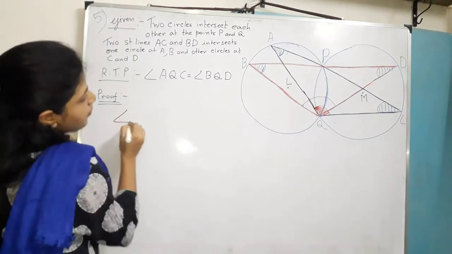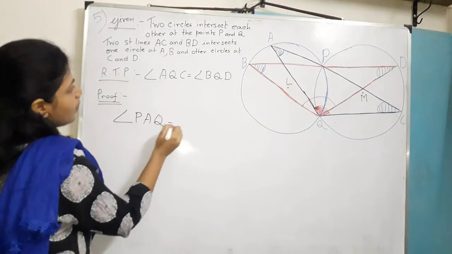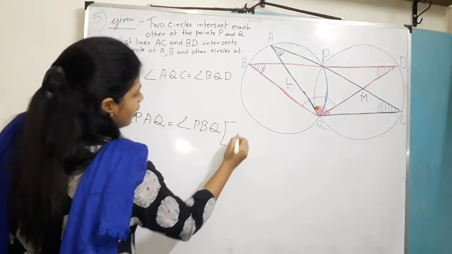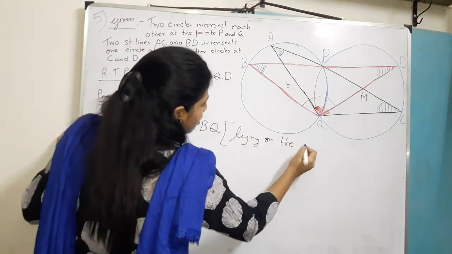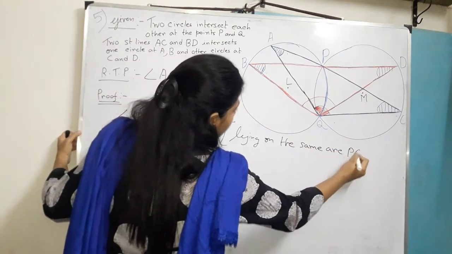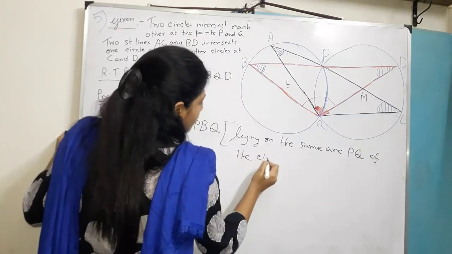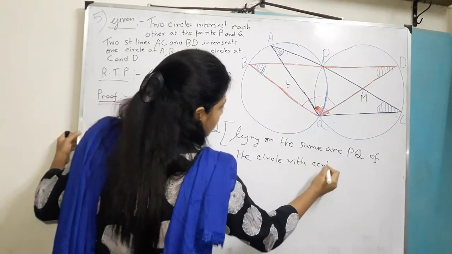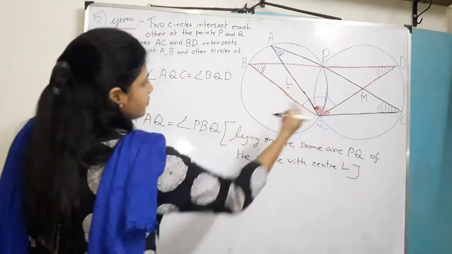Angle PAQ equals angle PBQ, lying on the same arc PQ of the circle with center L, the first one.